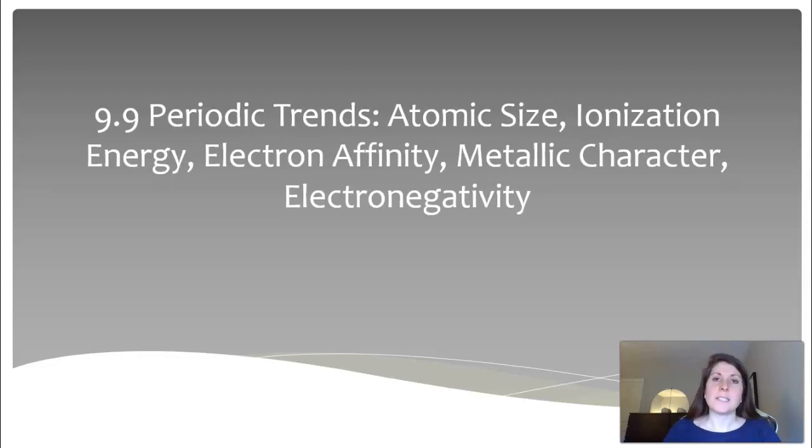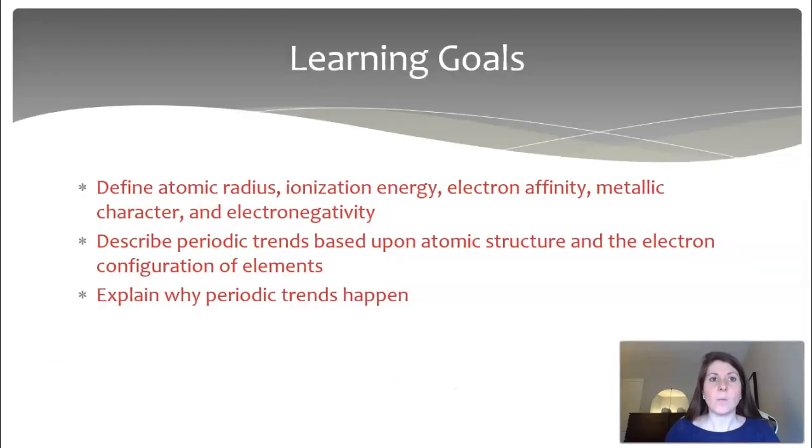All right, so today we're going to take a look at some periodic trends. The goals will be to discuss and determine why these trends happen based on the atomic structure and what we've talked about with electron configuration. We'll look at atomic radius, shielding effect, ionization energy, electron affinity, metallic character, and electronegativity.